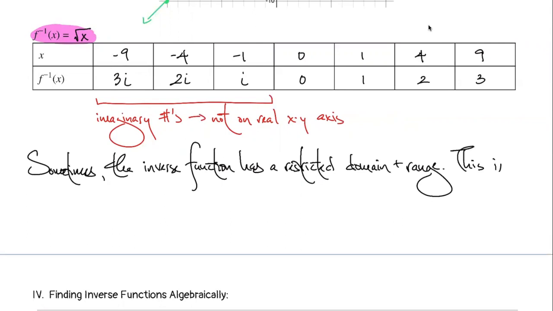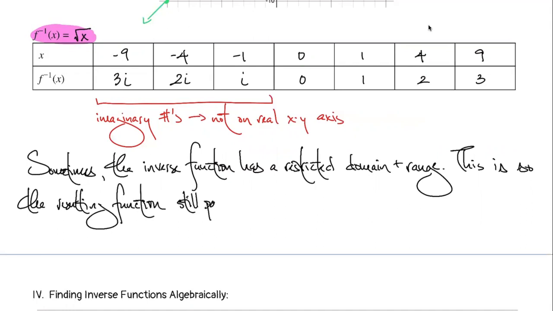This is so the resulting function still passes the vertical line test. So sometimes the inverse function has a restricted domain and range. The reason for this is so that the resulting function is still a function and passes that vertical line test, okay?